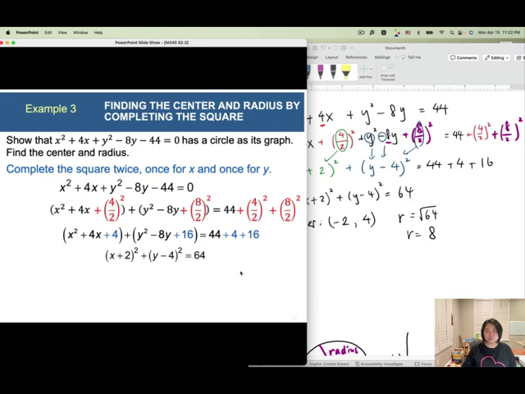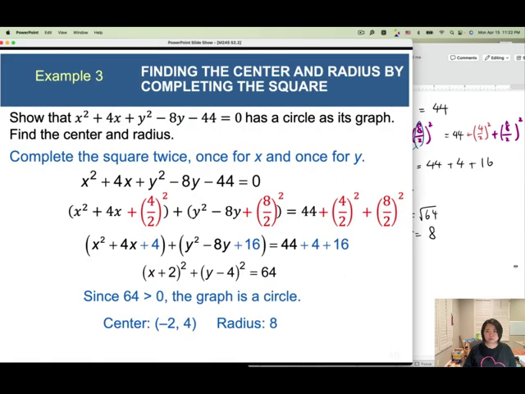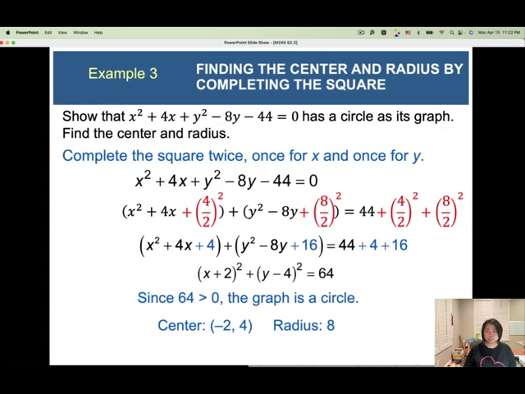Okay, same thing. Now, center and radius. And also, they want to know if this is a circle. And this time, my c is greater than 0. So the graph is a circle. We do have the center and the radius.